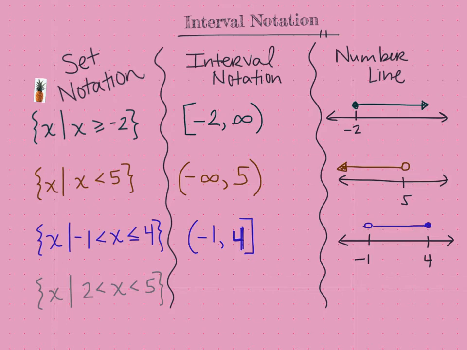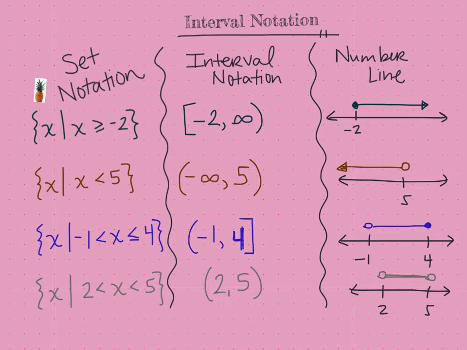The last one's very similar. It's all values between 2 and 5, non-inclusive. So we're not including 2, nor are we including 5, so open parentheses around both. Our number line will look like this. And so this is a way that we can write values in interval notation.